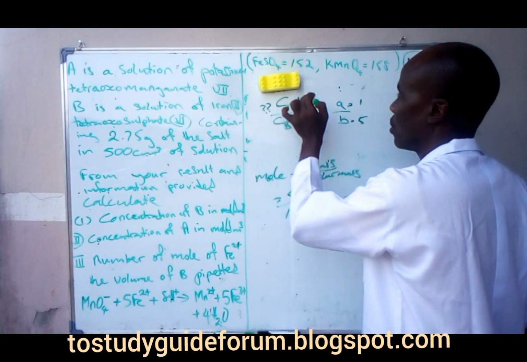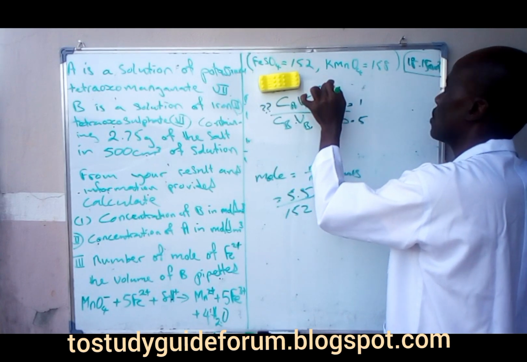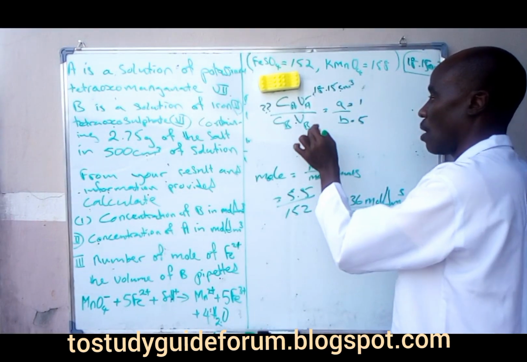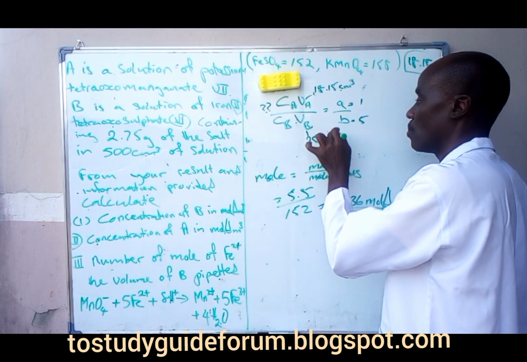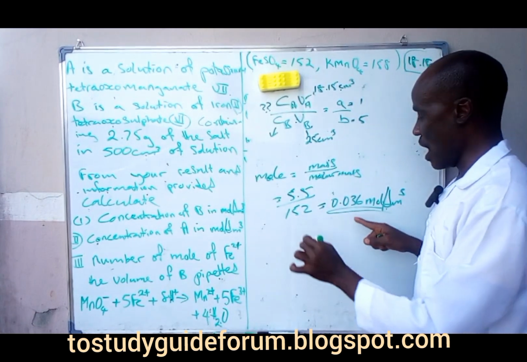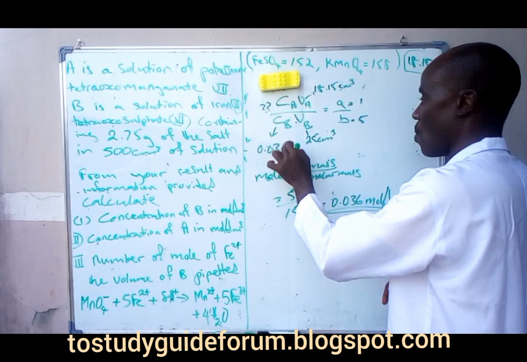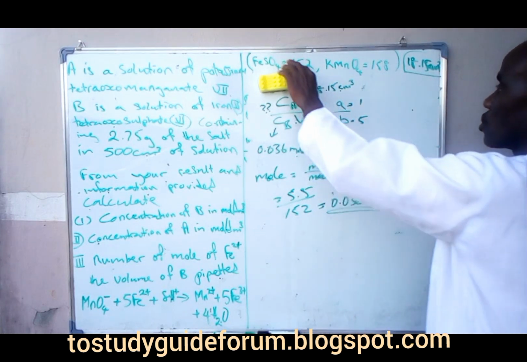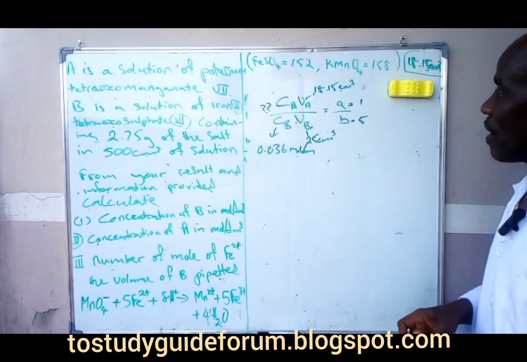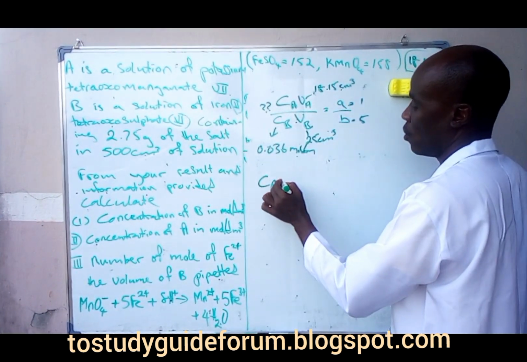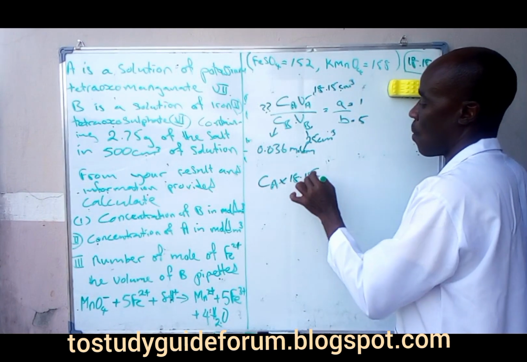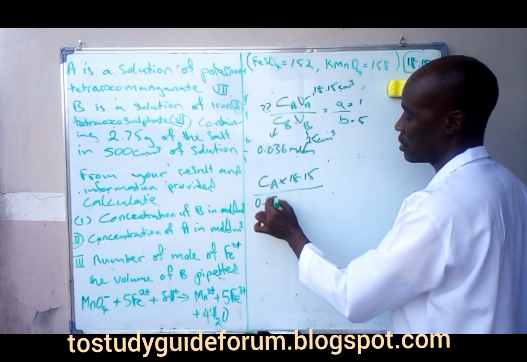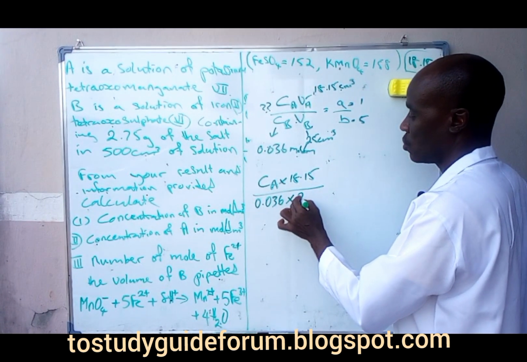Then for the concentration, we don't know this one. But we know the volume used. The volume we use here is what? 18.15 cm cube. And the volume of B used is 25 cm cube. Then concentration of B in mole per dm cube, we have 0.036 mole per dm cube. So in that case, we are going to substitute for all those things that have been listed out there. The concentration of A is unknown. The volume is 18.15. The concentration of B in mole per dm cube is 0.036. Volume is 25.